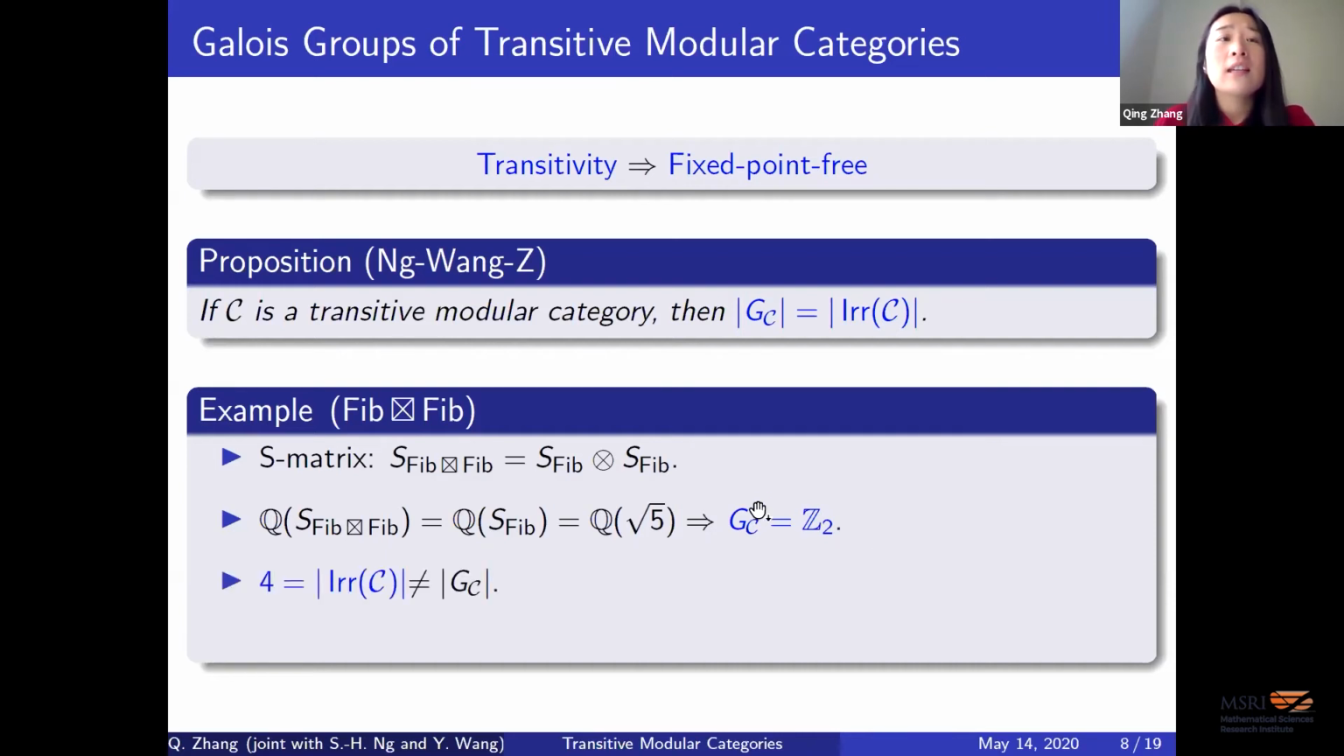However, by taking the Deligne tensor product, the number of simple objects increased, so the order of the Galois group is no longer equal to the rank. By the proposition, we know this category is not transitive.